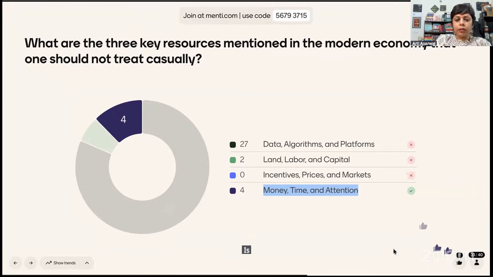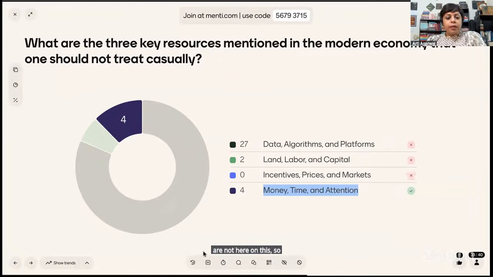Is this clear? I think a lot of people are not clear on this. So does this make sense? Any questions?